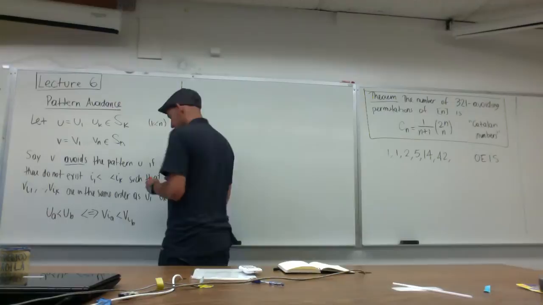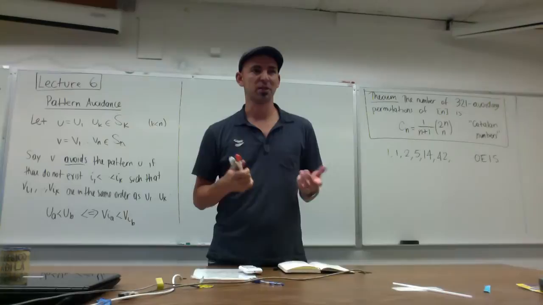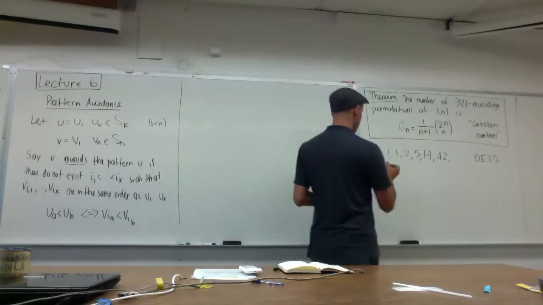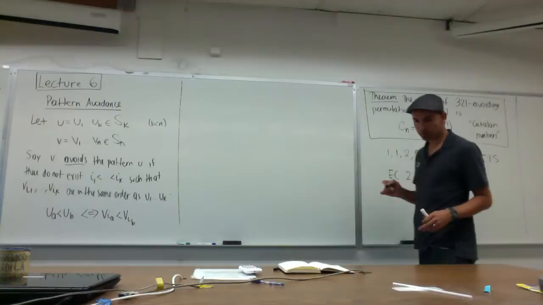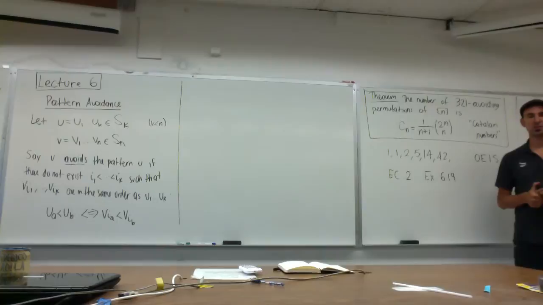Now, one thing that I should tell you also is that the most encyclopedic treatment of Catalan numbers is in the book for this class, Enumerative Combinatorics, Volume 2. If you go to exercise number 6.19, you'll find an exercise that has about 150 different parts, and each part says, prove that these objects are counted by Catalan. The Catalan numbers appear all over combinatorics and other areas of mathematics.